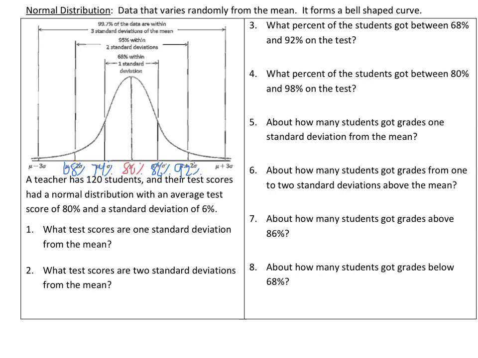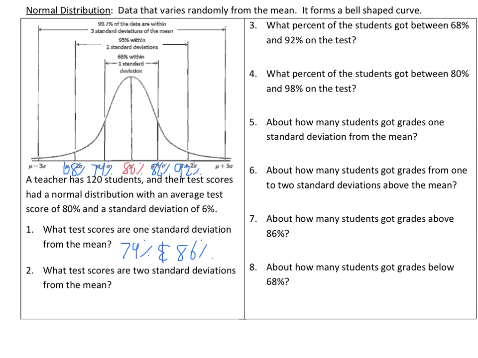Okay, questions? So the next question is, what test scores are one standard deviation from the mean? So isn't one standard deviation from here to there? So can you see the test scores? Which test scores are from there to there? That's all you do. Oh, from 74%, and it would be 86%. Those are the test scores that are one standard deviation from the mean.